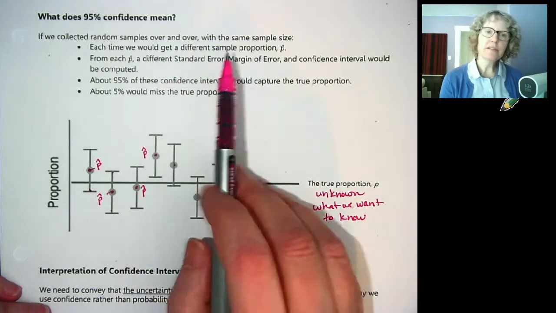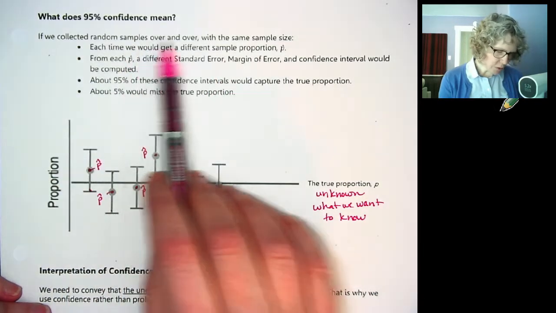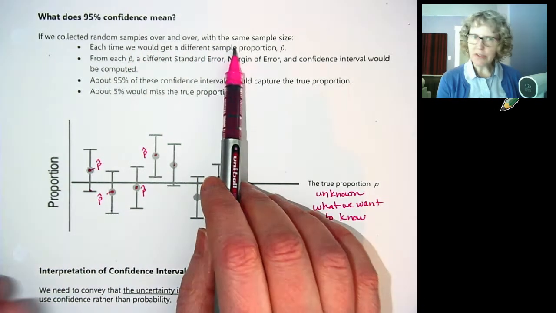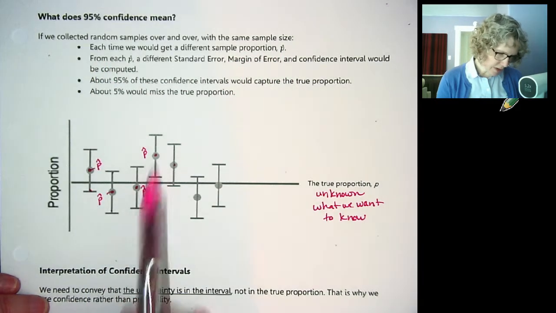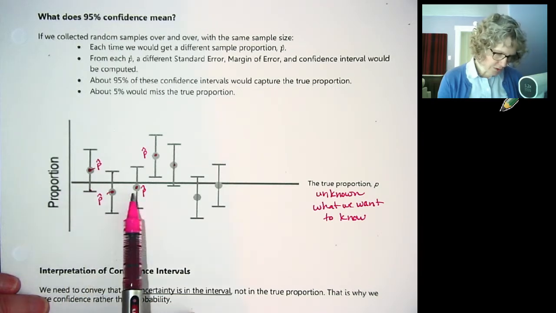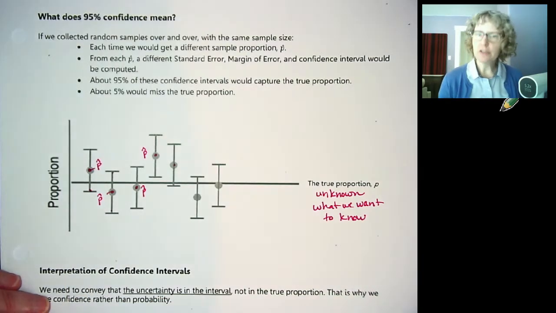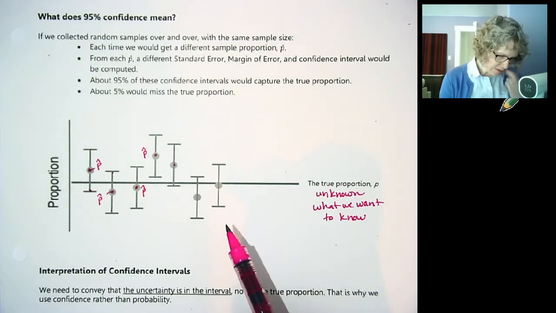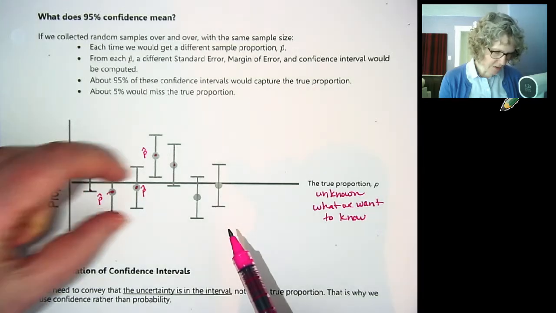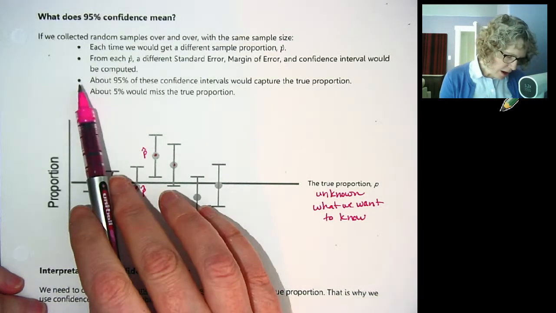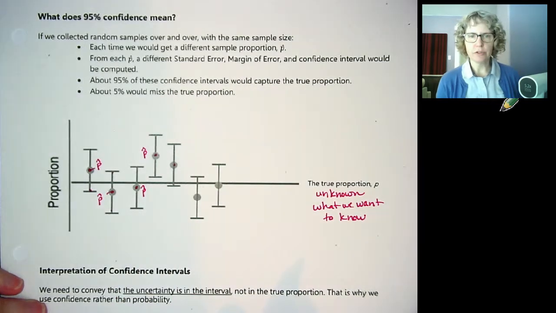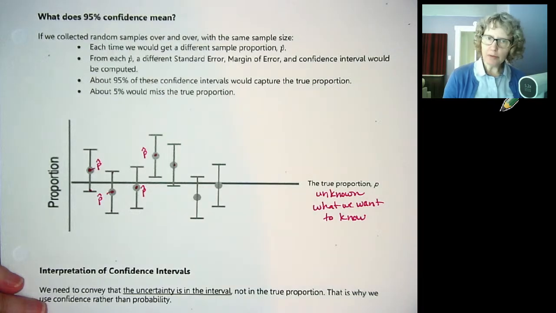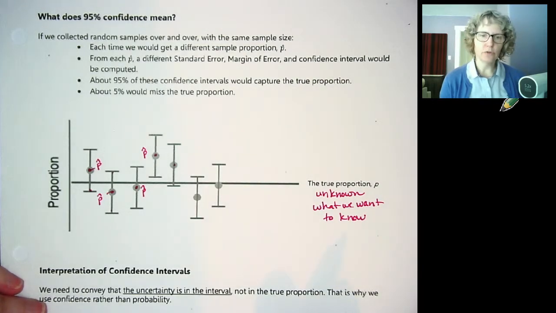So that's what this text is saying up here. If we collected random samples over and over again, keeping the same sample size, each time we would get a different sample proportion. And from each sample proportion, we would calculate a different standard error, margin of error, and confidence interval. That's what these are all representing, a different confidence interval. About 95% of these confidence intervals would capture the true proportion, and that means the complement, about 5%, would miss the true proportion.